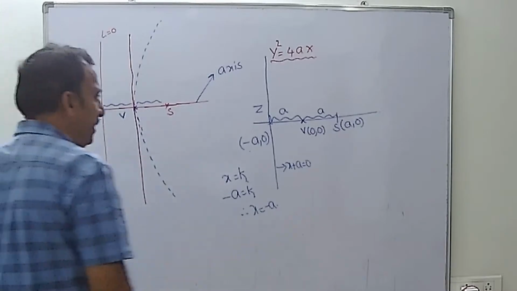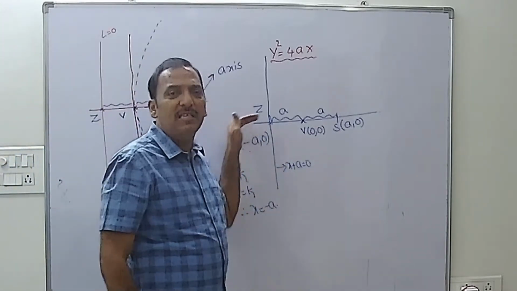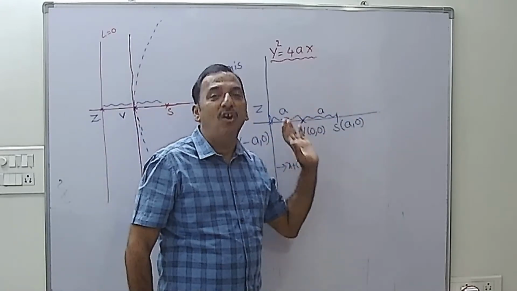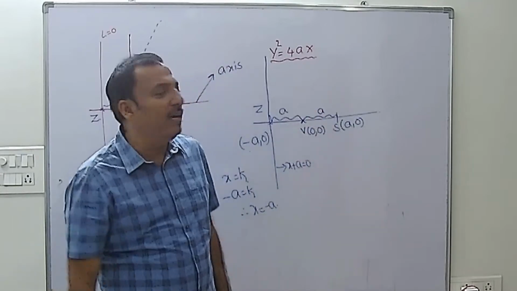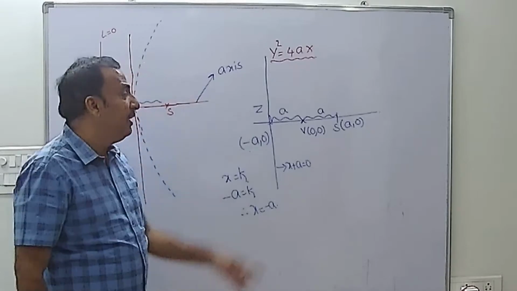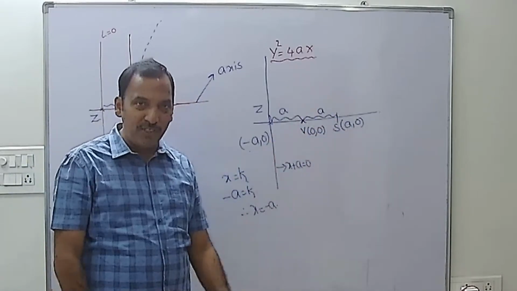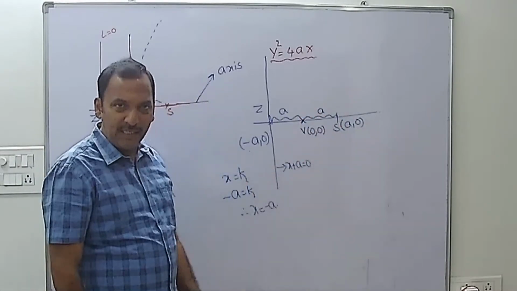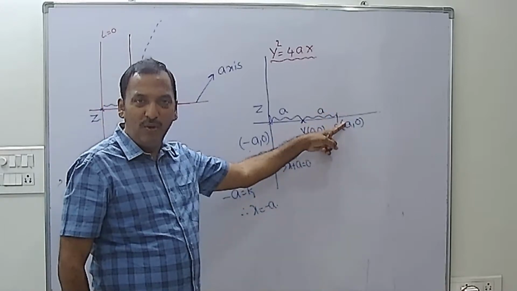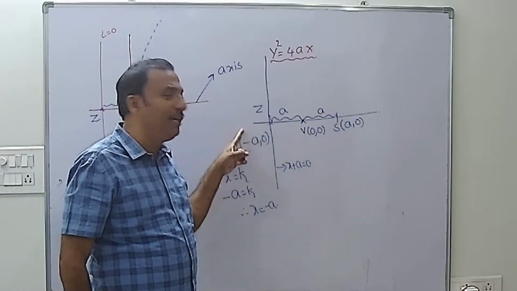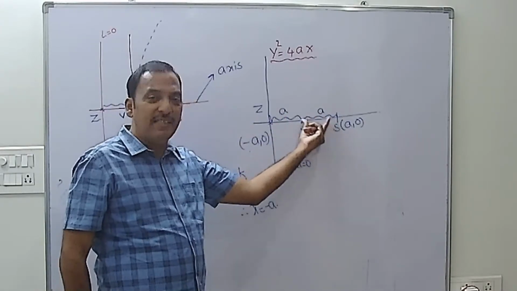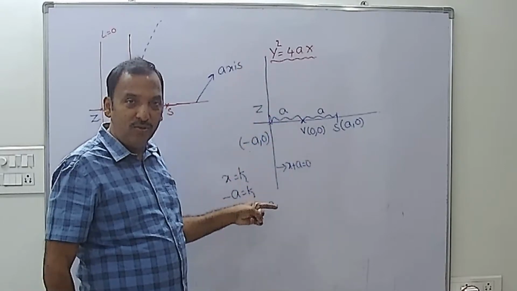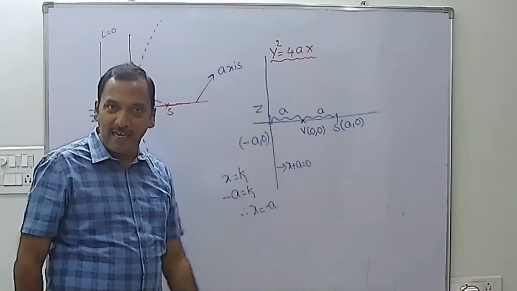Let us consider that the axis of the parabola is along the x-axis and the vertex of the parabola is at the origin. And the focus is at a distance of a units from the vertex on the positive side of the vertex. Then the focus becomes (a, 0). Since the vertex is the midpoint of Z and S, Z is also at a distance of a units on the other side. Then Z becomes (-a, 0).